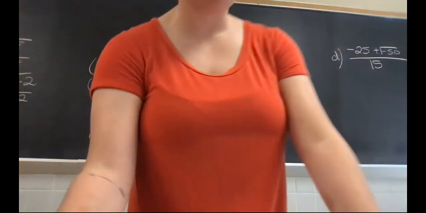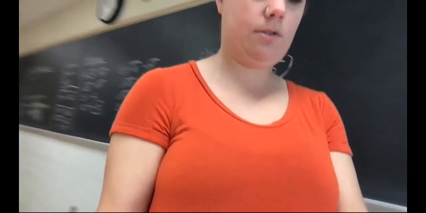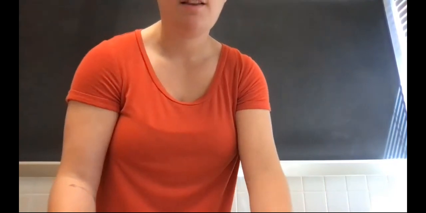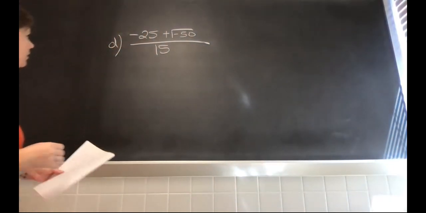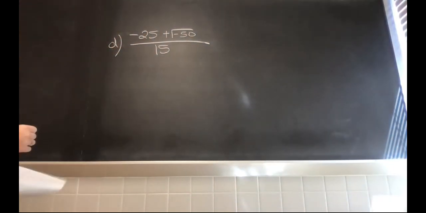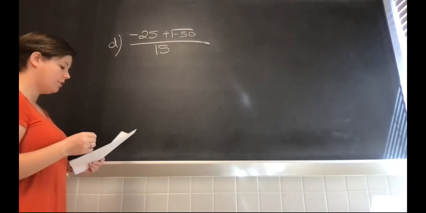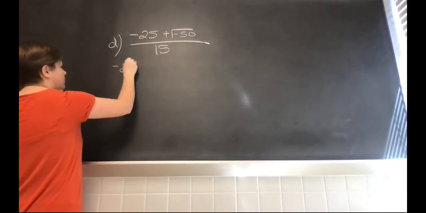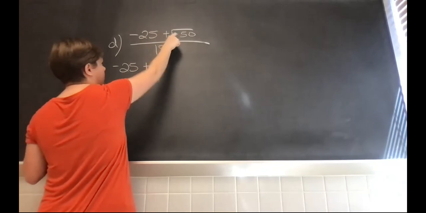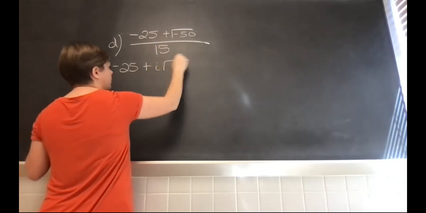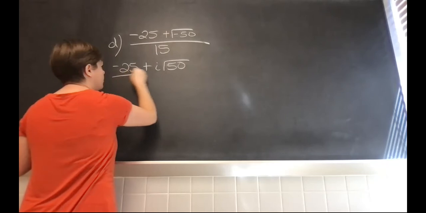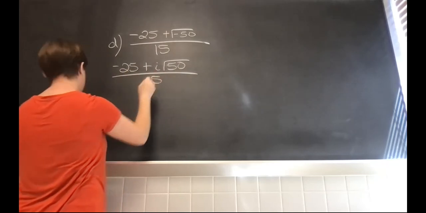One more example and then we are done. Last example. We have -25 plus the square root of -50 all over 15. So we have -25 plus, I'm going to pull out that i, there's no minus anymore because I pulled it out. Square root of 50 all over 15.